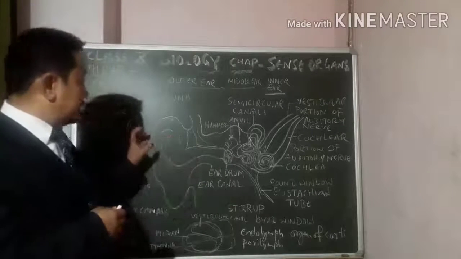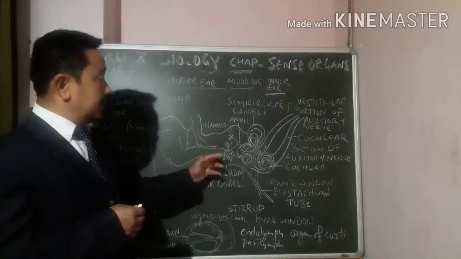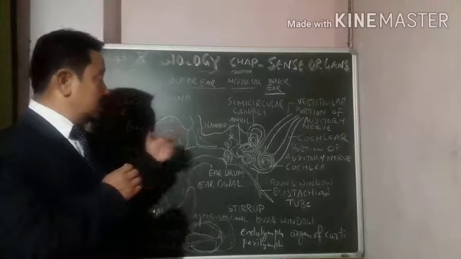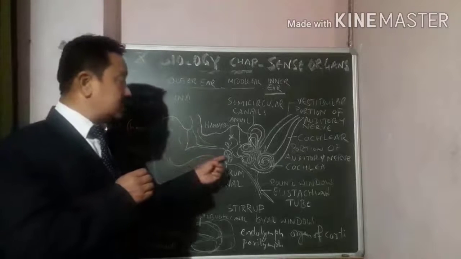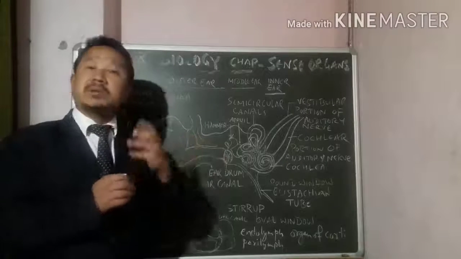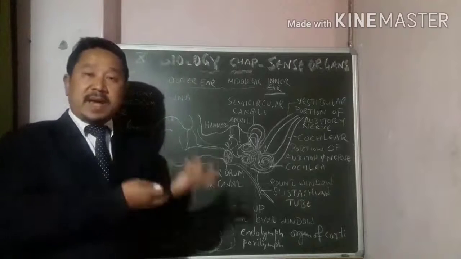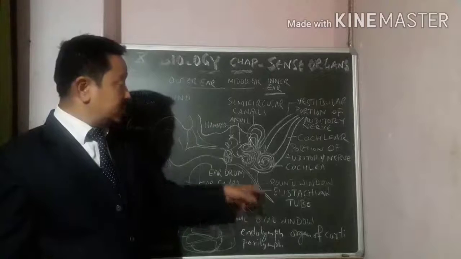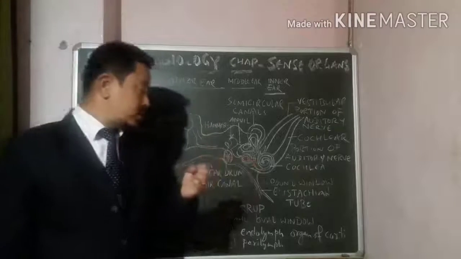Once it is hit by that sound wave, the eardrum sets into vibration. That means it vibrates. Then there is the Eustachian tube, as I have discussed, which connects the middle ear with the throat.